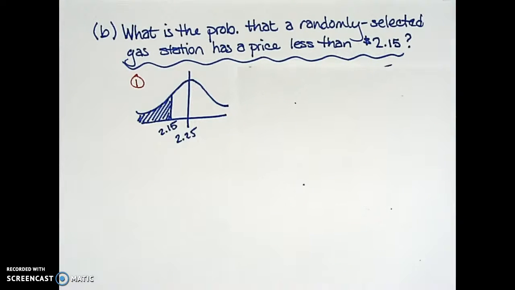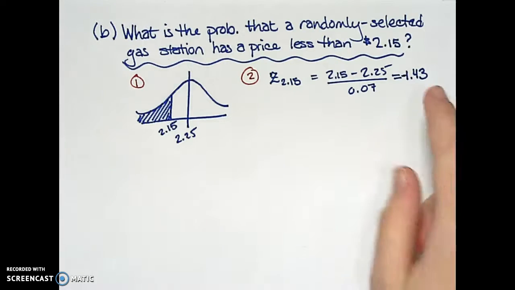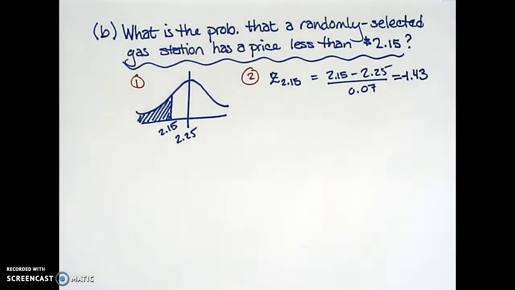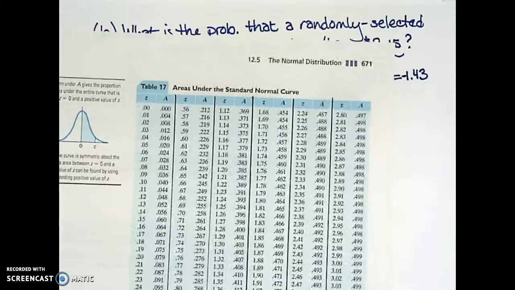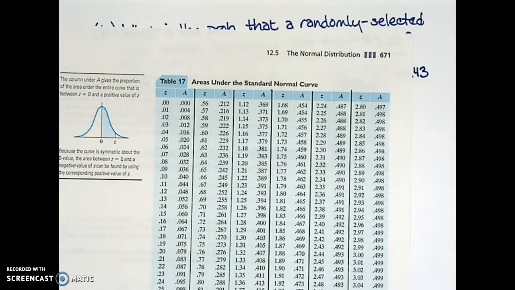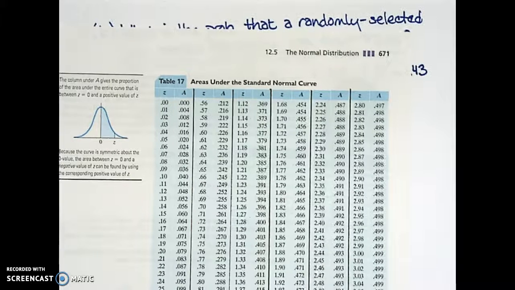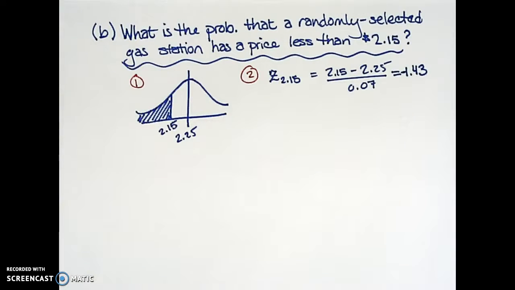So step 2 is to calculate the z-score. The z-score of 215 is our specific value of 215 minus our average of 225 over 7 cents. If you plug that into your calculator and round it, you should get approximately negative 1.43. I'm using 2 decimal places of accuracy because that's what our chart has, but obviously use whatever you have with your chart. Now we do step 3 and look it up in our chart, but all of our z-score values are positive.